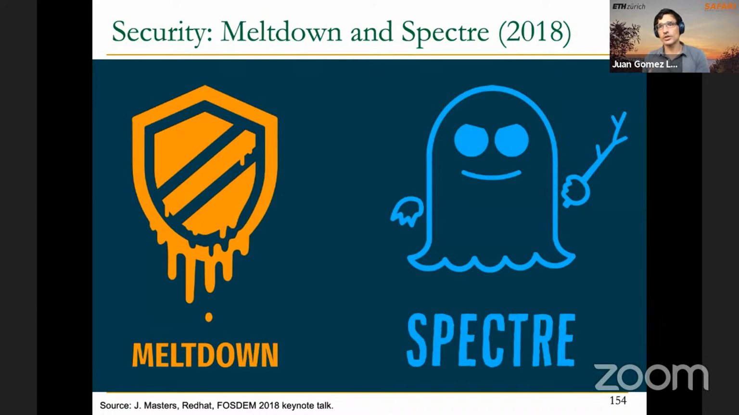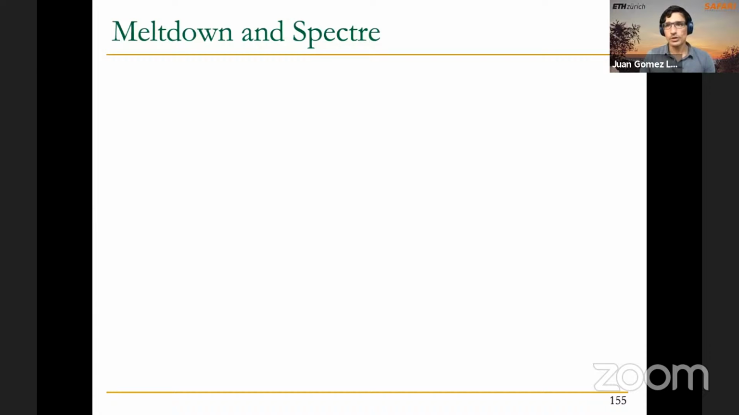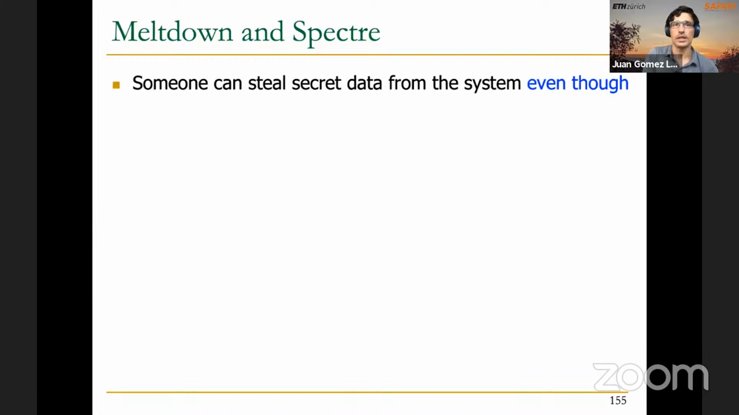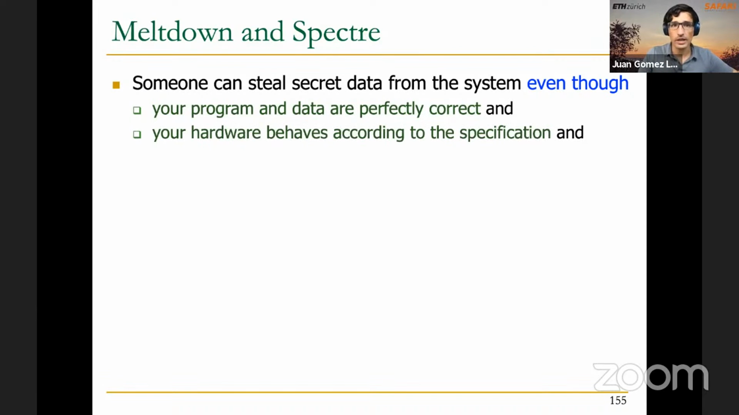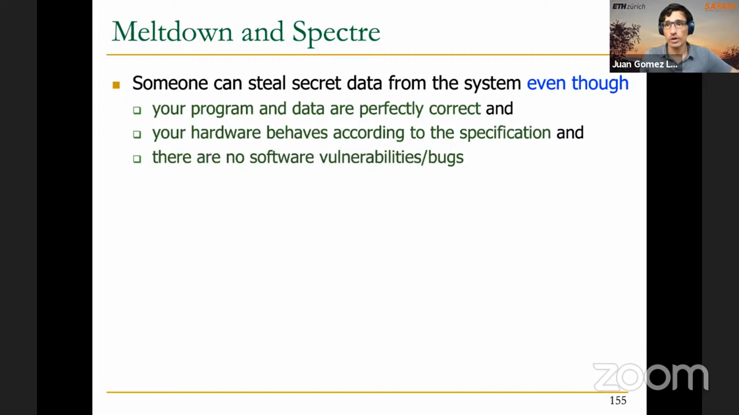This is more an architectural attack, in the sense that RowHammer is a failure of the device itself. It's based on physics. You start hammering one row, and the perturbation, opening and closing the row, provokes errors in the adjacent rows. Here, even though the design might be good, the architecture, unfortunately, allows some exploits. The key idea in both Meltdown and Spectre is that someone can steal secret data from the system even though the program and the data are perfectly correct and the hardware behaves according to the specification. There is no actual hardware failure as we have seen in RowHammer, and there are no software vulnerabilities or bugs.